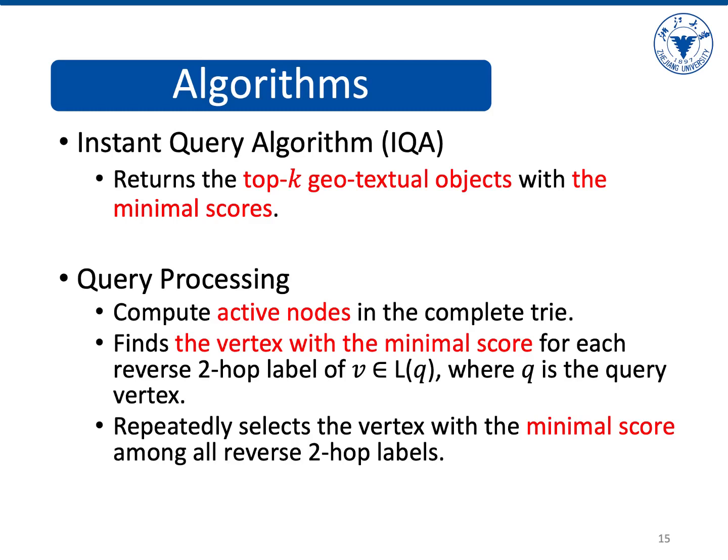Then IQA finds the vertex with the minimal score for each reverse two-hop label of V in the two-hop label of Q, where Q is the query vertex. It repeatedly selects the vertex with the minimal score among all reverse two-hop labels. In addition, IQA computes the minimal score vertex for each reverse two-hop label for initialization. To improve the efficiency, we can first compute the lower bound of the score for a reverse two-hop label. We need to only compute the minimal score vertex for father active nodes.